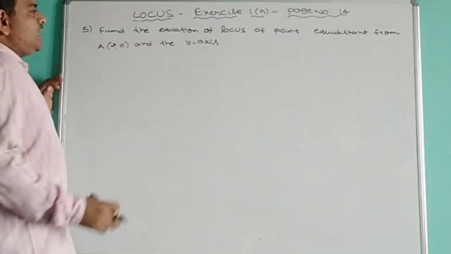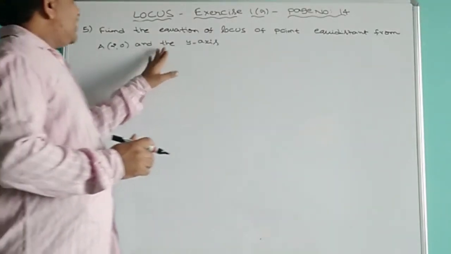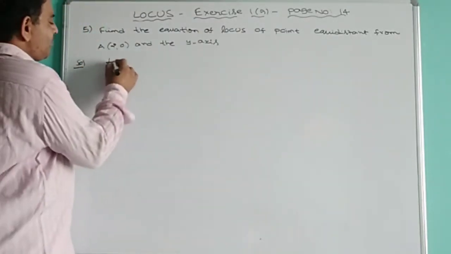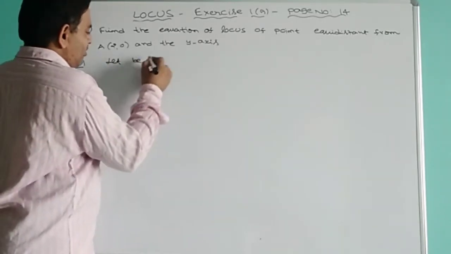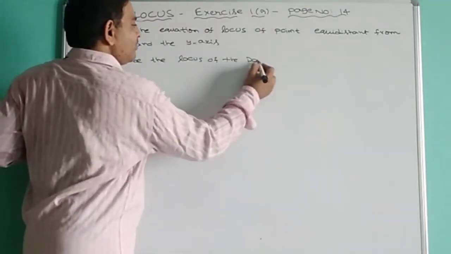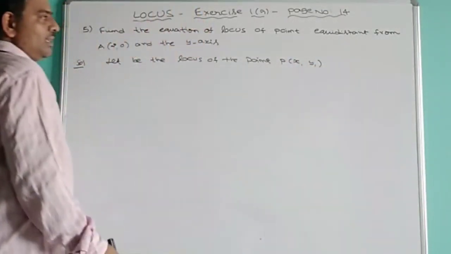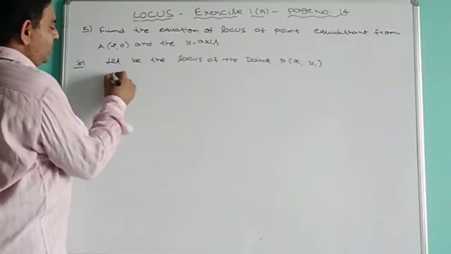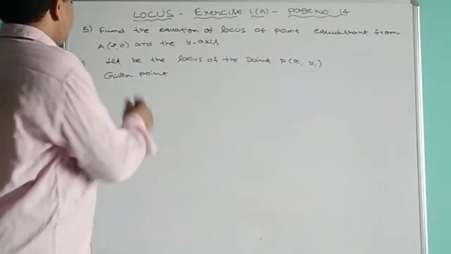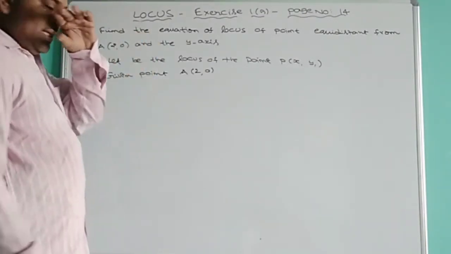Now see the fifth question. Find the equation of locus of a point equidistant from A(2, 0) and the y-axis. Now how to solve this type of question? First step, as usual, you write: let the locus of the point be P(x1, y1). Then what is the given point? Given point is A(2, 0).